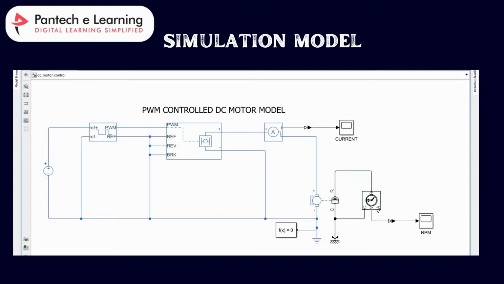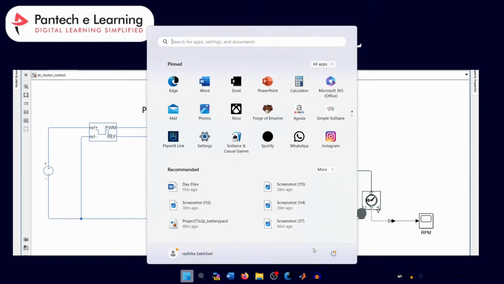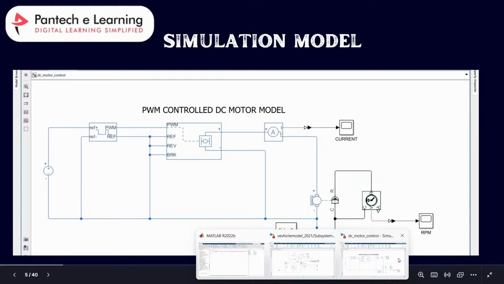PWM is a kind of clever method that lets us control power by rapidly turning it on and off. It can be used in many devices around us, because it is very essential for modern electronics and engineering. So let us get into the MATLAB simulation. I will show you the simulation also.